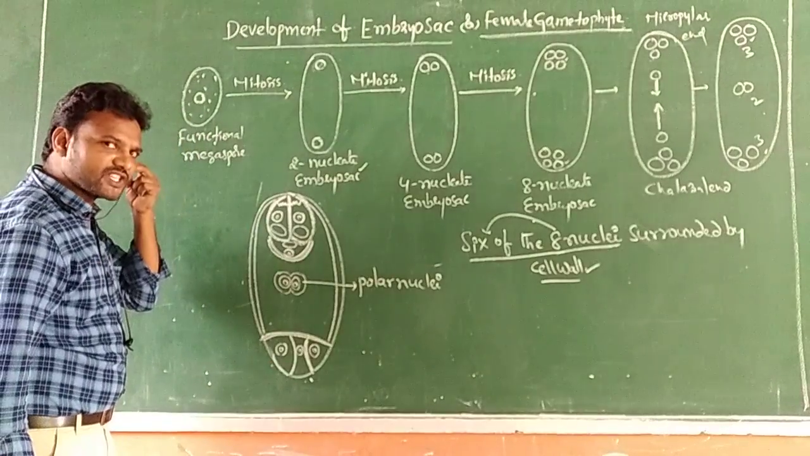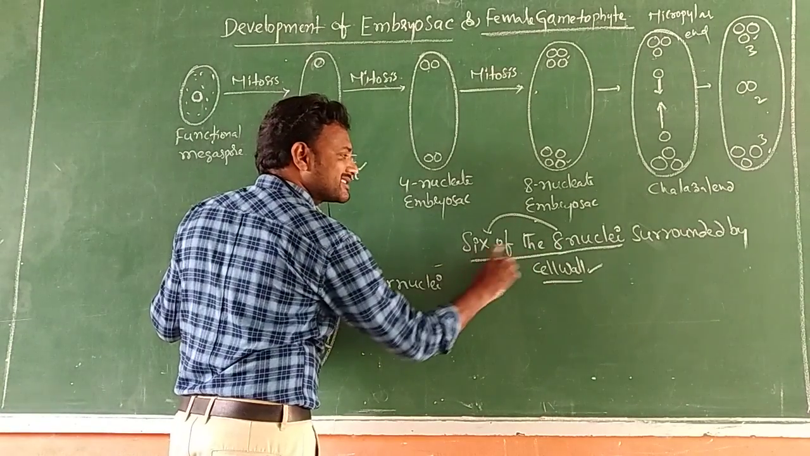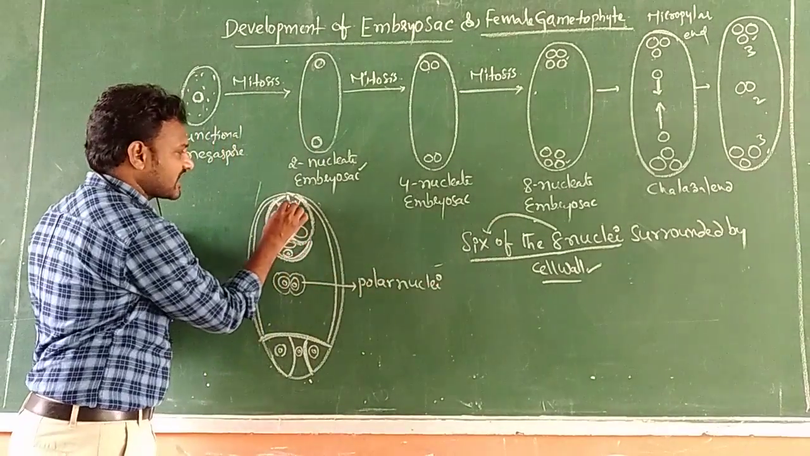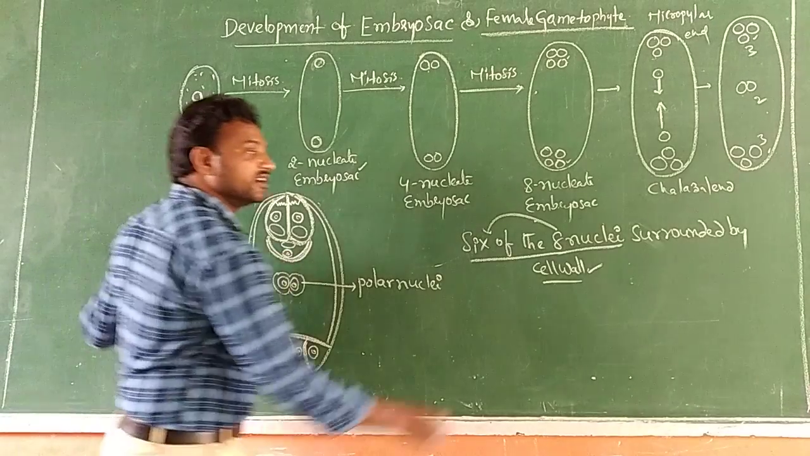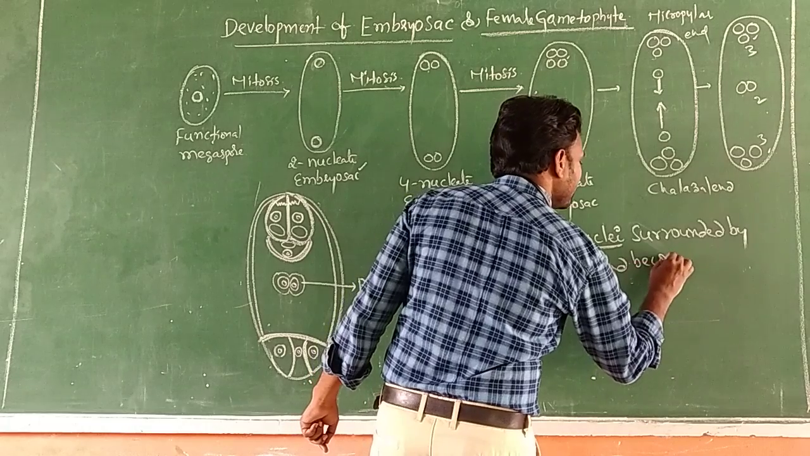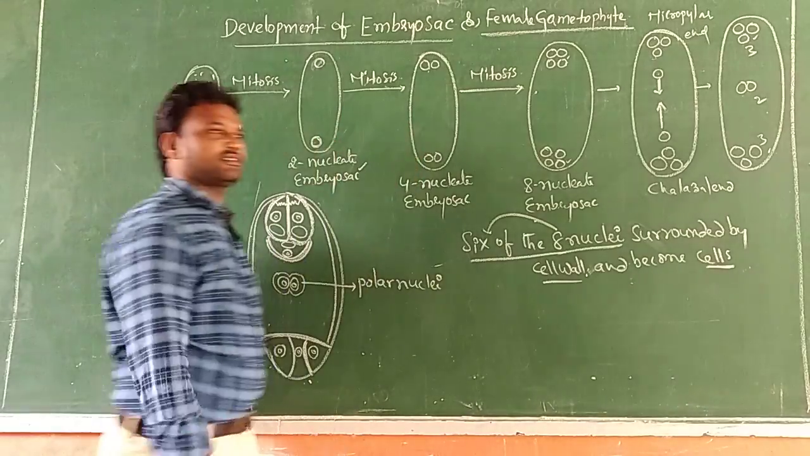Very important first point. Total 8 nuclei. So here 6 of the 8 nuclei are surrounded by cell wall and become cells.